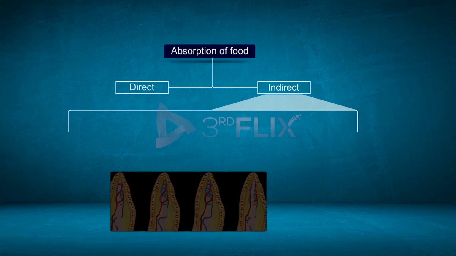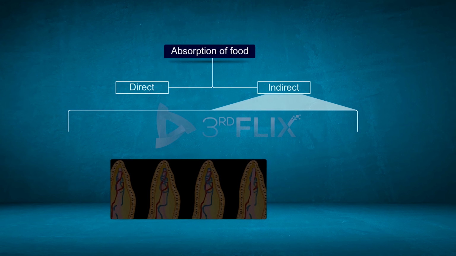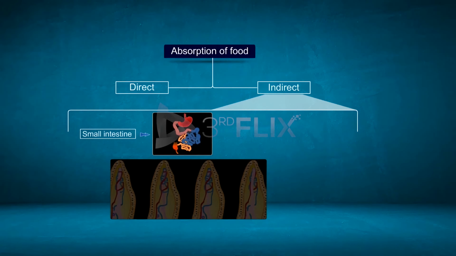In indirect absorption, the food materials enter the lacteals of villi in the form of chyme. From the lacteal, chyme reaches the lacteal vessels which open into endothelial cells. Maximum absorption occurs at the small intestine.